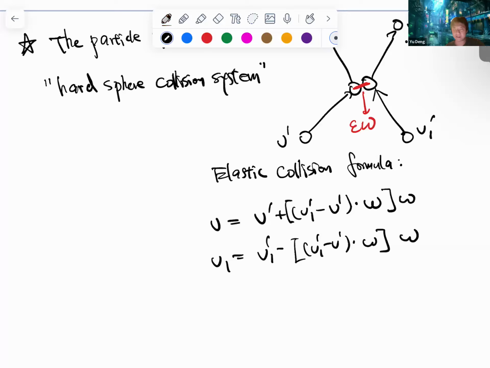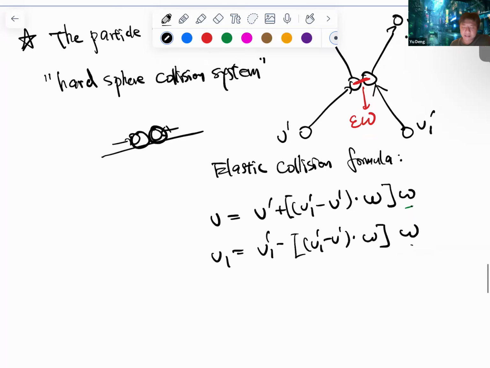So the velocity component in the parallel direction omega is just switched, like in one dimension. If the two particles exactly touch each other, then the velocity is exactly exchanged in a completely elastic collision. In higher dimensions, the parallel component of velocity is exchanged, while the orthogonal component of velocity is kept the same. So this is a very simple elastic collision system.